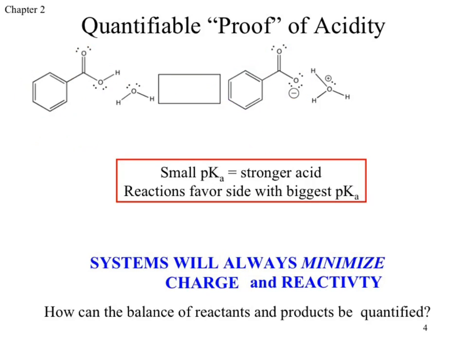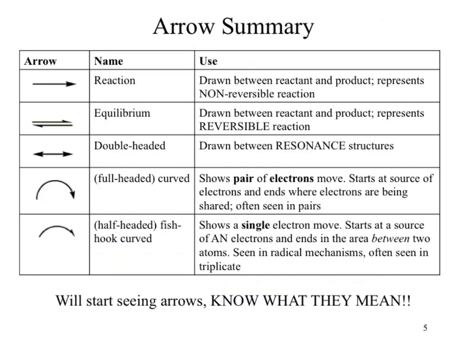So, our lesson on that: small pKa's are stronger acids. Our reactions are going to favor the side with the biggest pKa, so the weakest acid. Okay? Arrows. We'll talk about arrows a little bit more when we see them again. Make sure you're aware of what the definition is on each of your arrows and when to use them. So you've got your equilibrium, your reaction, your resonance, mechanistic arrows, which we haven't talked about yet, but we will see those in a little while. Know what they mean and when to use them appropriately.